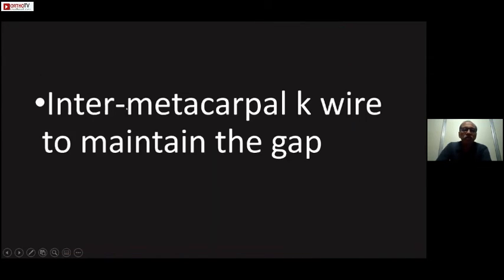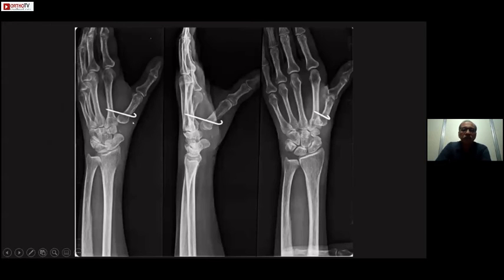And then to stabilize the first metacarpal over the second, or to maintain the length, I put an intermetacarpal K wire like this. I find one K wire is enough. Initially, when I started doing this procedure, I used two K wires, but I gradually found that it's not required. A single K wire and plaster support is quite adequate.